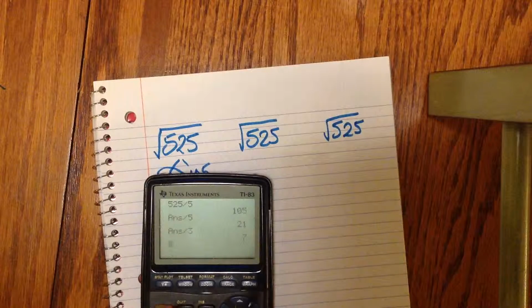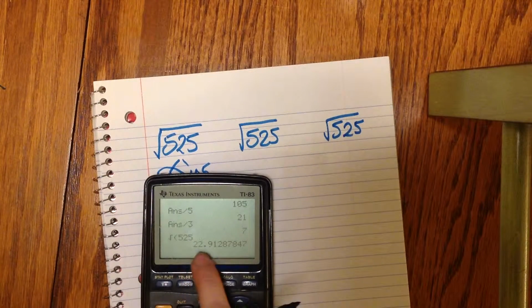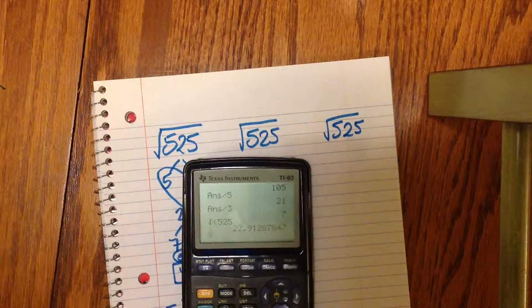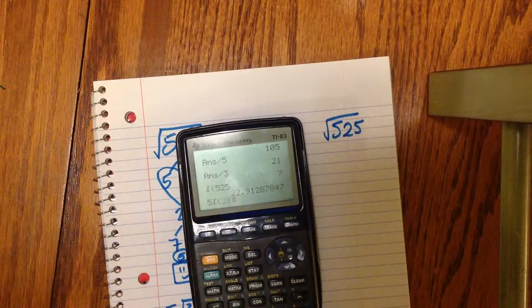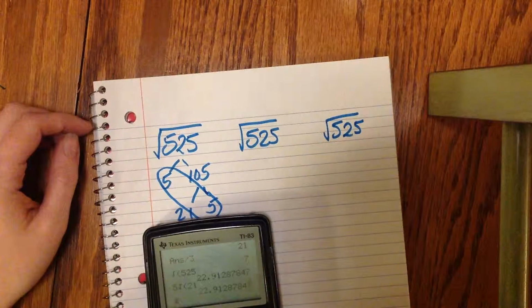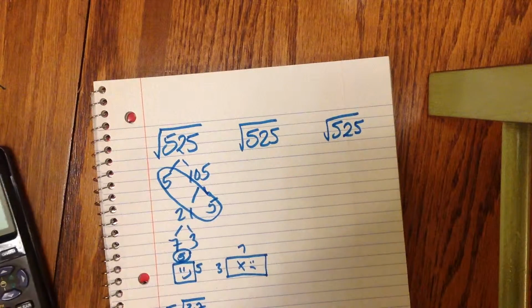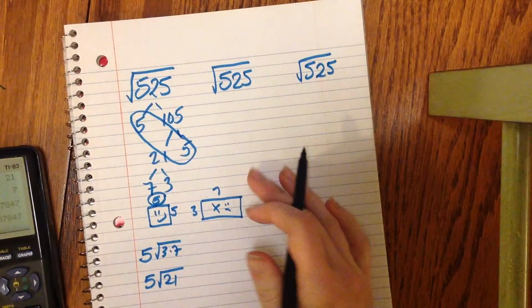I can check. Square root of 525 gives us 22.91, and then I'm going to take 5 square root of 21, and see how I get the exact same decimal? That tells me that I've done it correctly. Okay, so there's the first one. Let's try again with a different method.